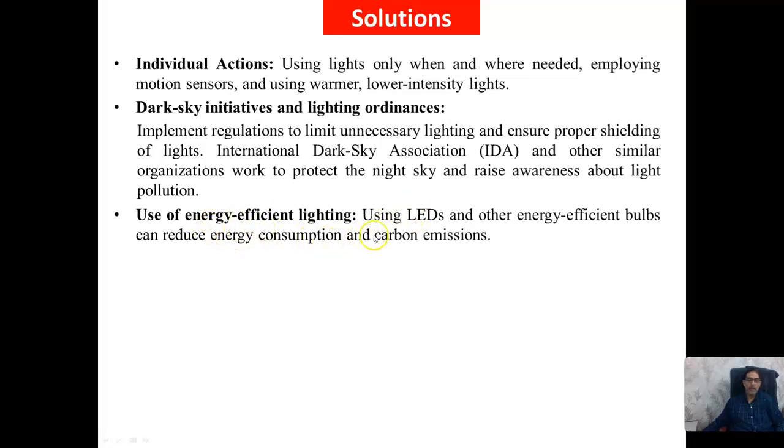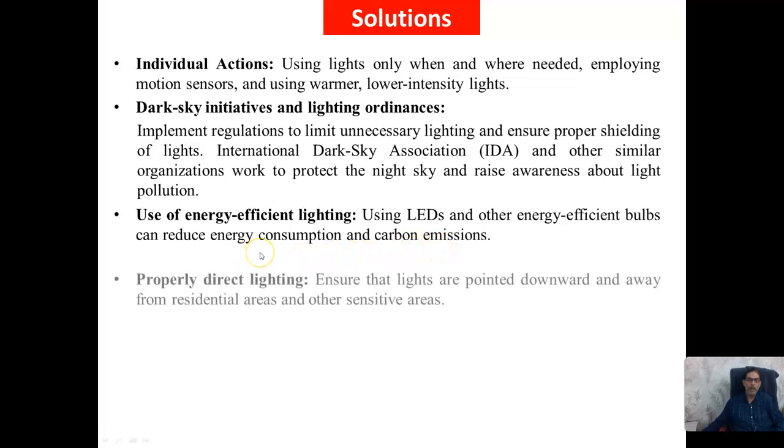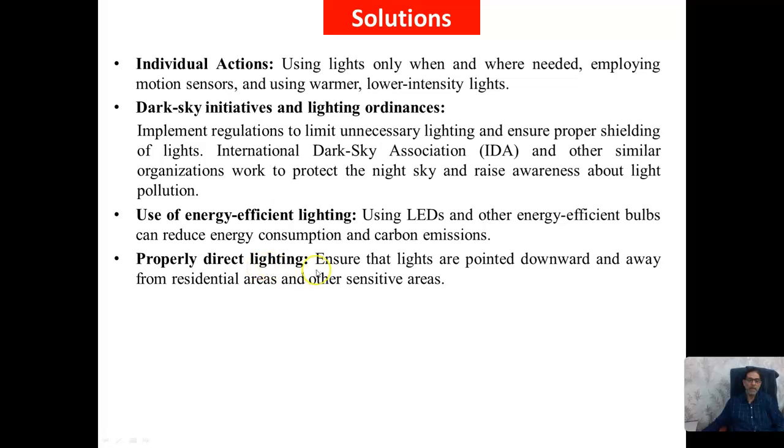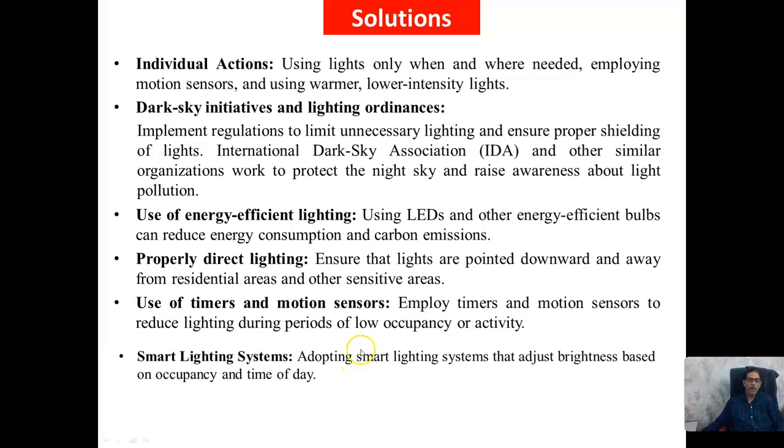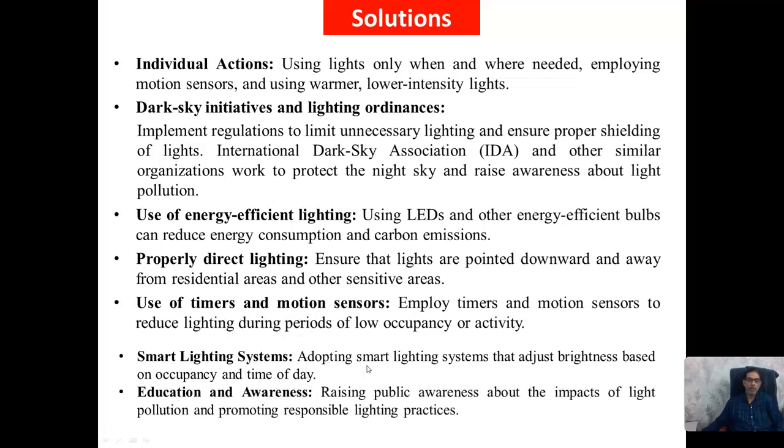Use of energy efficient lighting: use LEDs and other energy efficient bulbs, which can reduce energy consumption and carbon emissions. Then proper direction of lighting: ensure that lights are pointed downwards and away from residential areas and other sensitive areas. Then use of timers and motion sensors to reduce lighting during periods of low occupancy or activity. Then you have smart lighting systems. We have to adopt smart lighting systems that adjust brightness based on occupancy and the time of the day.